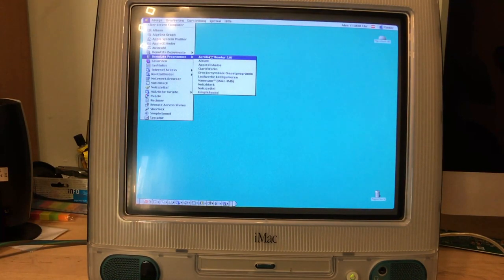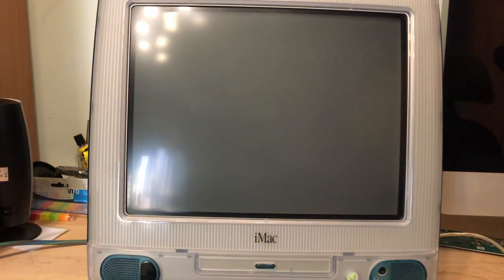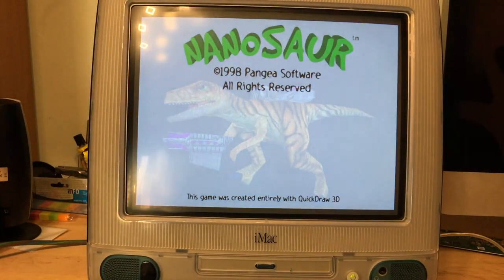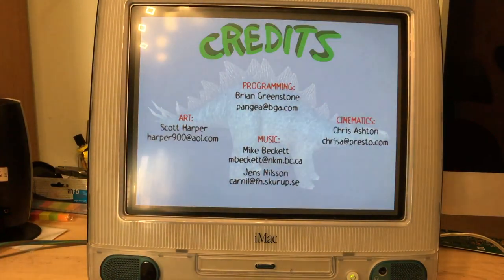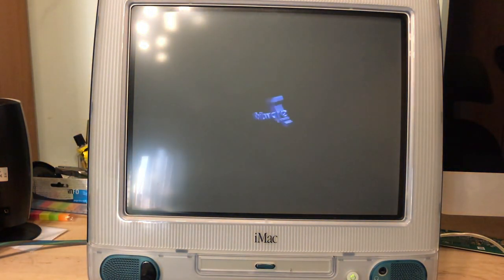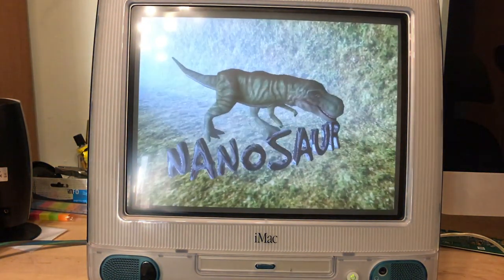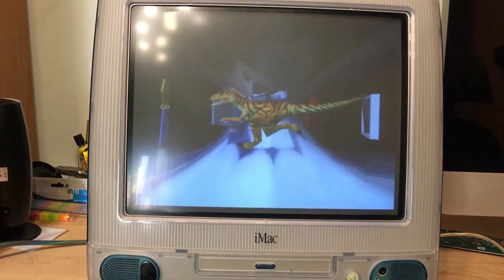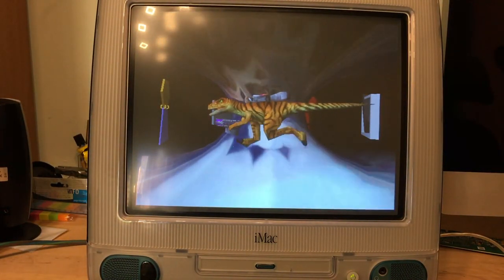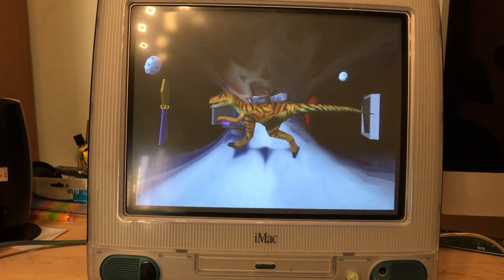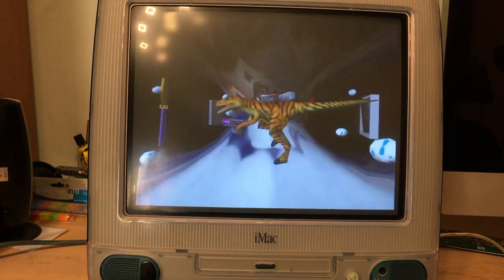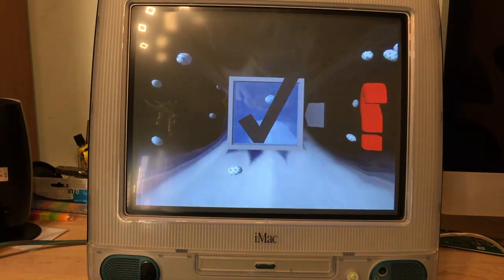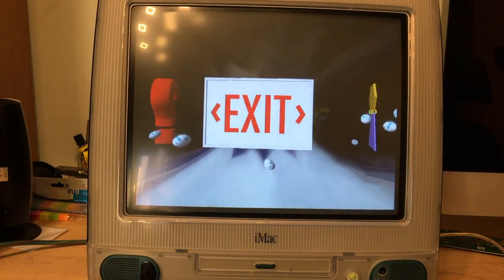We got an old Acrobat Reader on here. We got Nanosaur, which is this old game I remember also. When I got my first G3 iMac, it also had this game on here. Yeah, let's play that a little bit. I have no idea how to play it, by the way, since I'm also not all that much of a gamer.